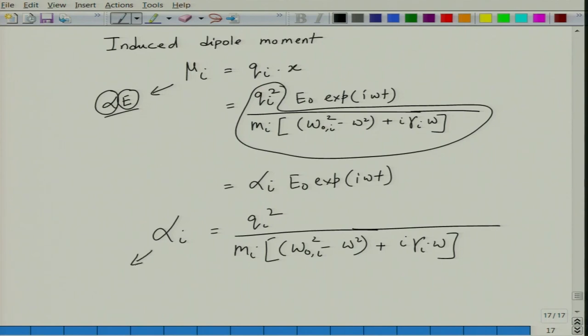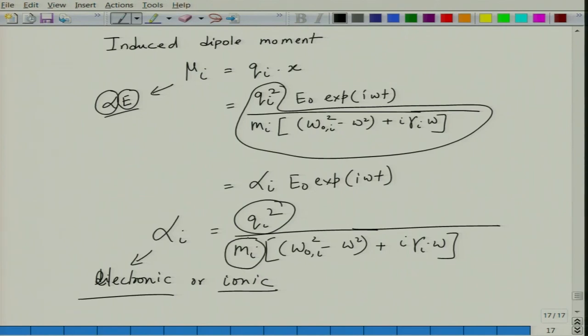This could be electronic or ionic. The change will be in the charges. The charges will be different for the electronic system and the ionic system. The mass will be higher for the ionic system than for the electronic system. As a result, the polarizability of ionic systems will be lower as compared to that of electronic systems.